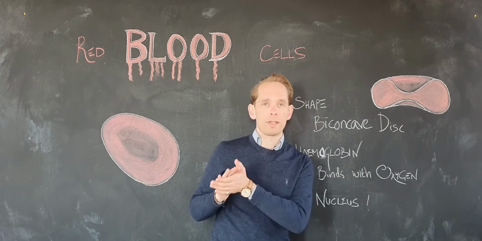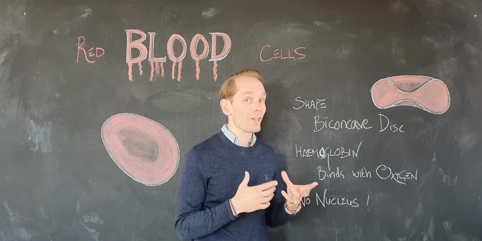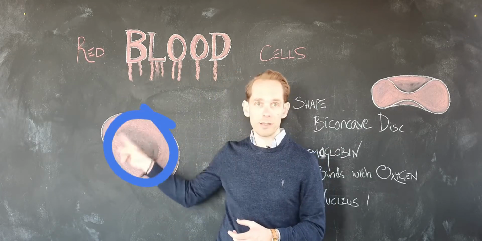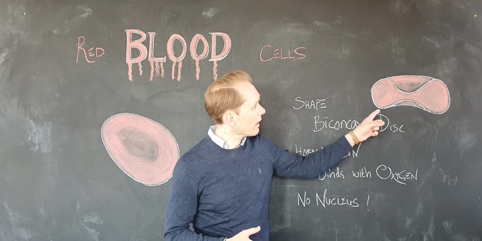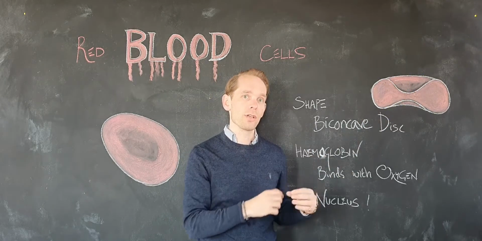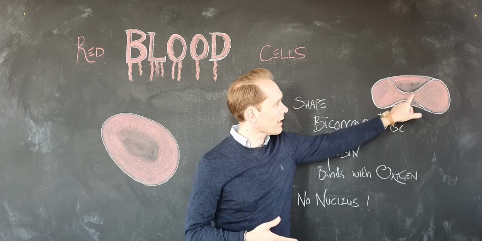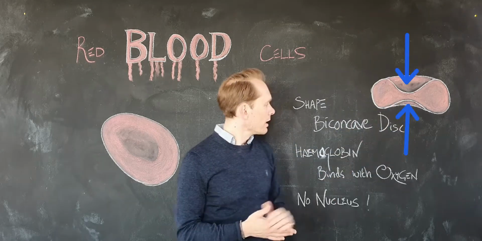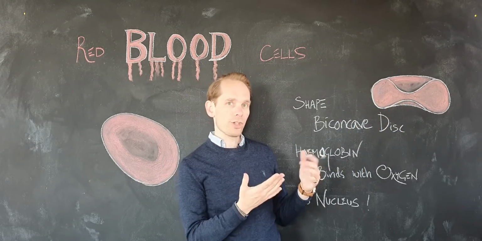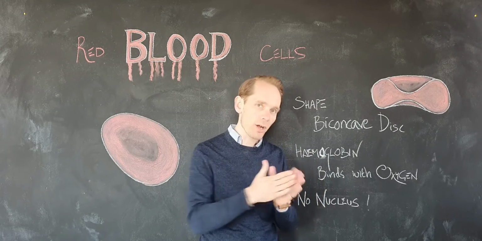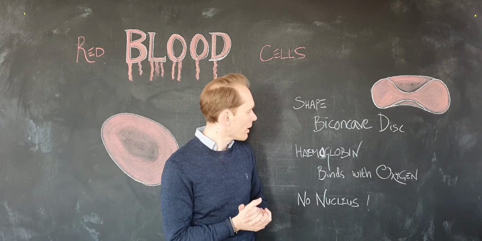Now, how are they adapted to that function? Well, a few things. First of all, their shape is very important. They're a circular cell like this, but if you look at them in cross-section like this, they kind of look like a squashed donut. That shape is called a biconcave disc. That means it's got an indentation above and below. The other aspect of its shape is that it's very small, and the roundness of it means it can pass through small gaps quite easily.